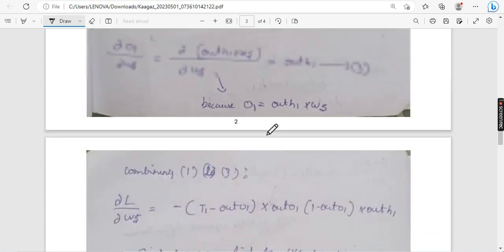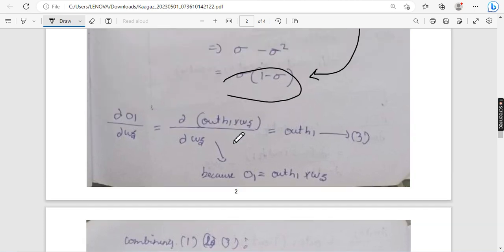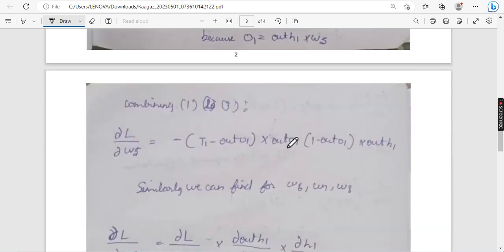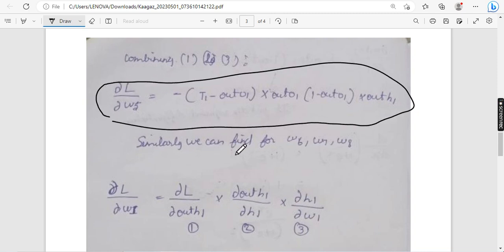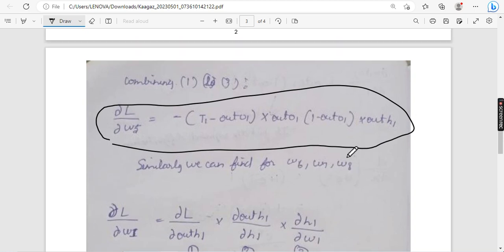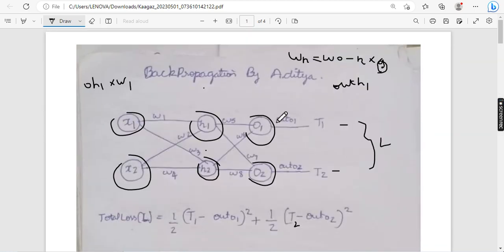Now if I compute the derivative, this W5 and this W5 will get cancelled because this is the partial differentiation, right? So then I will get this output out of H1 as the answer. So if I combine all these three equations, the derivative of W5 is this whole equation, right? Similarly you can calculate for W6, W7 and W8, because it's very similar to W5. You can see here W6, W7 and W8 are in the same level, right? So it's very simple to calculate W6, W7, W8 in the similar way as we computed W5. Hope it makes sense, right?